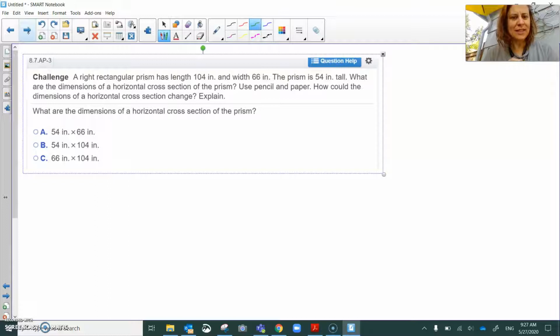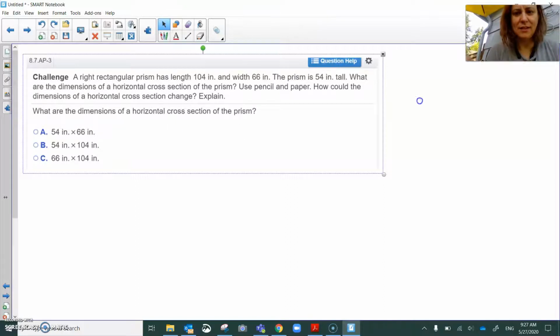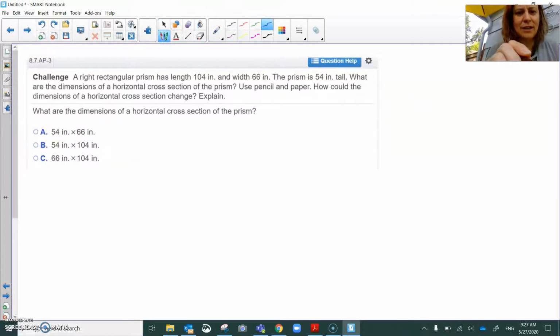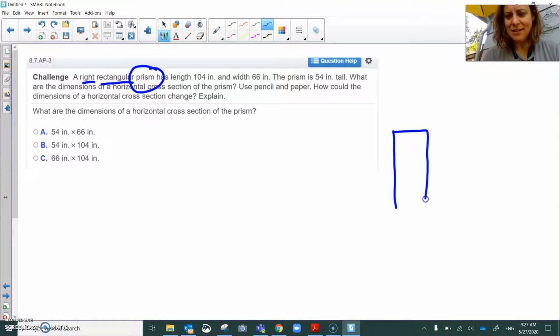A right rectangular prism. Okay, let's turn off this highlighted thing here. Stop it. There we go. A right, that means it's not a wonky box, it's straight up and down. Rectangular means the top and the bottom are rectangles. Prism means the top and the bottom match each other. So let's draw it, eh? Let's see. I'm going to try to draw a 3D figure here.